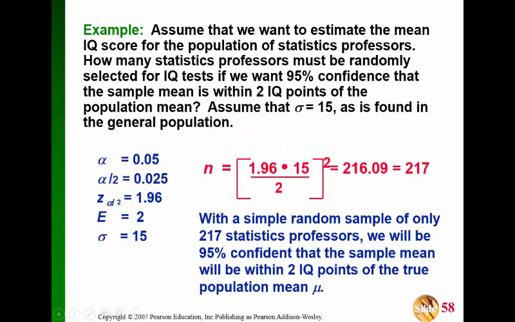Here's an example. They give the answer already. I thought this was going to be a piece-by-piece thing, PowerPoint, but we want to estimate the mean IQ score for all statistics professors in the country. How many statistics professors must we randomly select for IQ test if we want to be 95% confident, and we want the sample mean to be within 2 IQ points of the population mean? Assume that the standard deviation is 15.